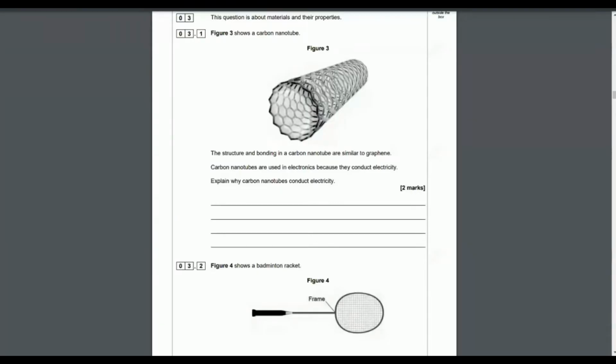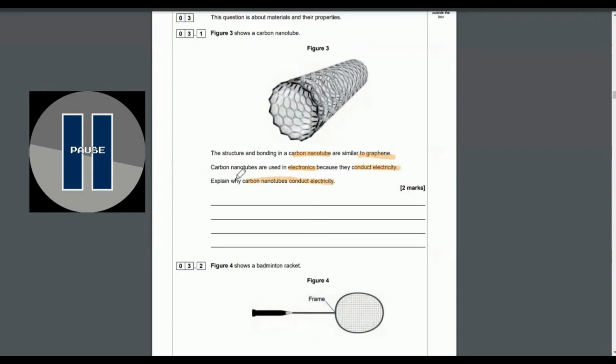Right, let's move on. Okay, we're up to question 3. So this question is about materials and their properties. Figure 3 shows a carbon nanotube. The structure and bonding in a carbon nanotube are similar to graphene. Carbon nanotubes are used in electronics because they conduct electricity. Explain why carbon nanotubes conduct electricity. Now, what's the answer for this? Pause the video. Have a go.